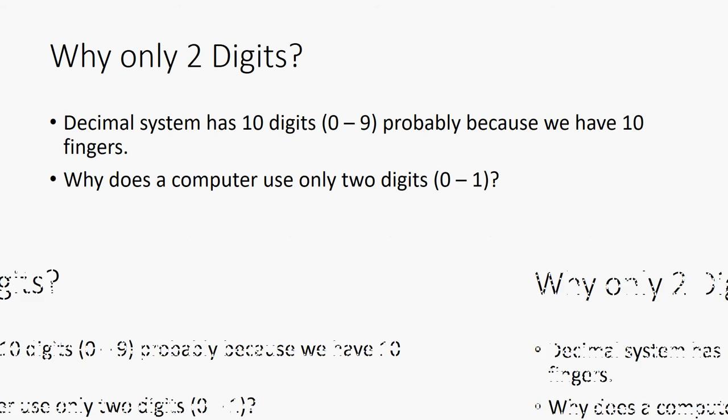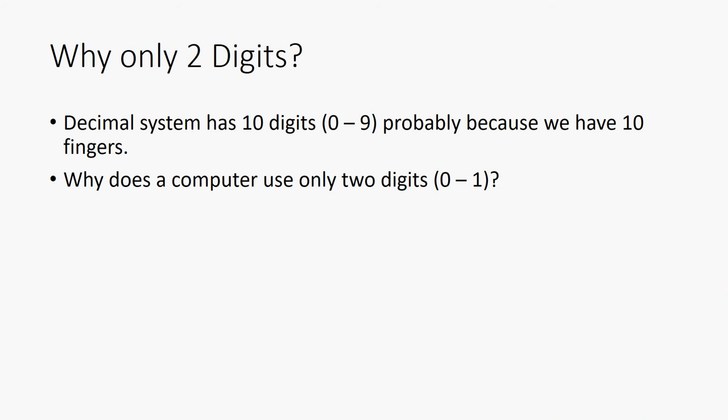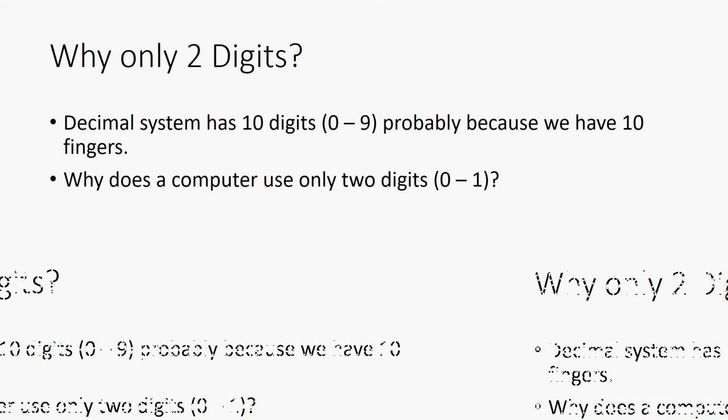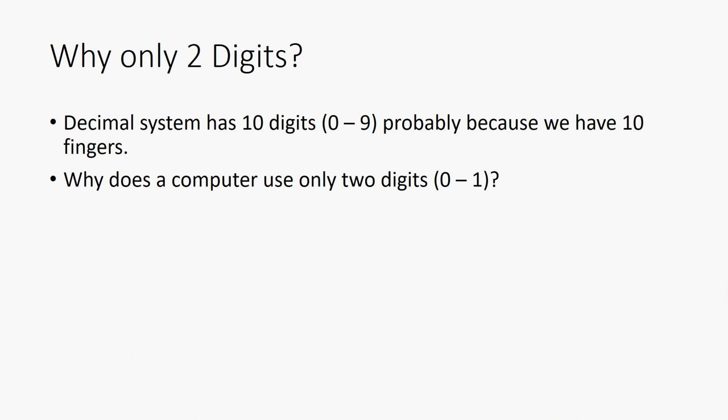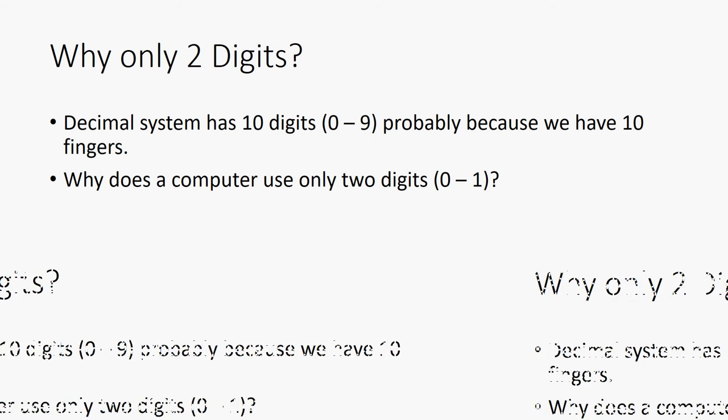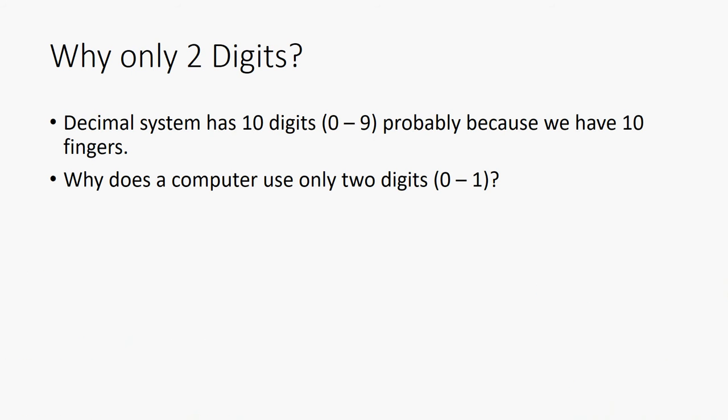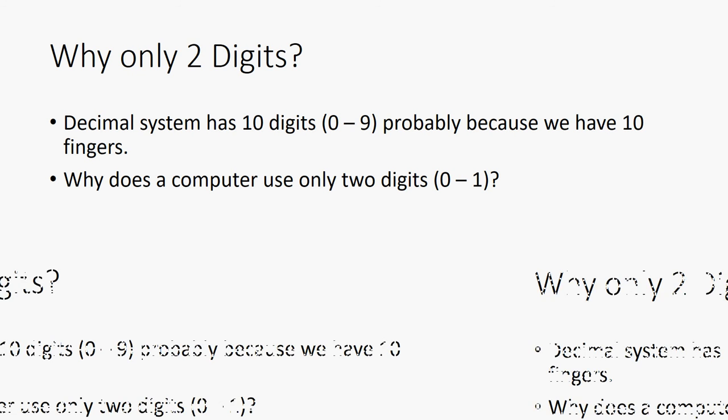So the question is, why does this exist? What is it used for? Why are there only 2 digits? The decimal number system has 10 digits, and a lot of people believe that that's because we have 10 fingers. We could hold up our hands and we could count, and that's how we got the decimal or 10 number system. Well, computers use the binary number system.